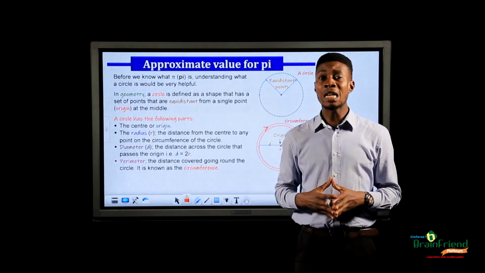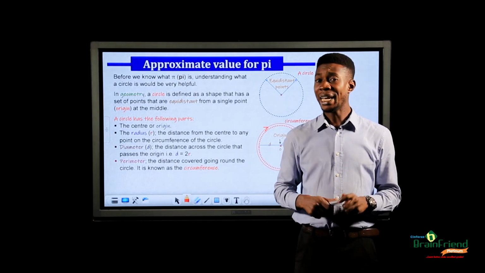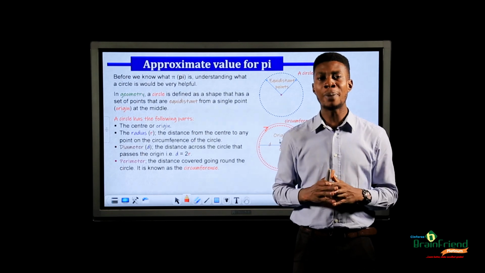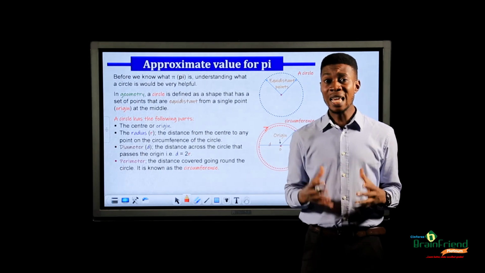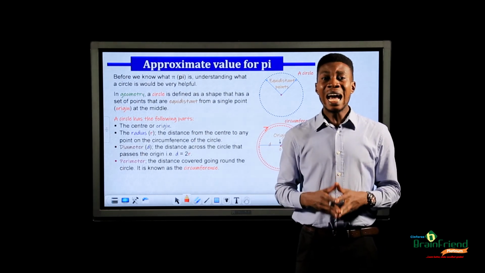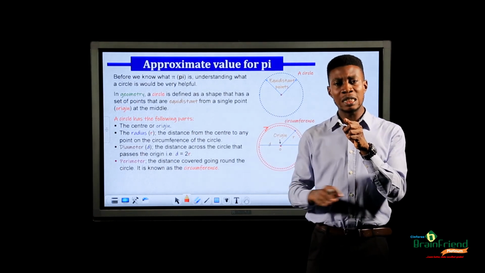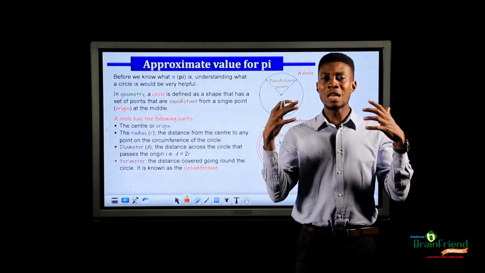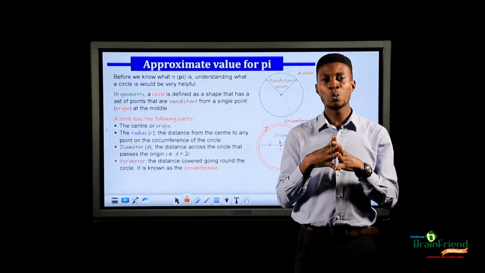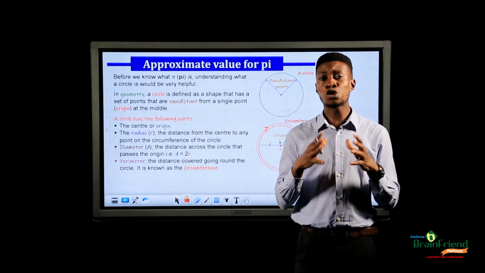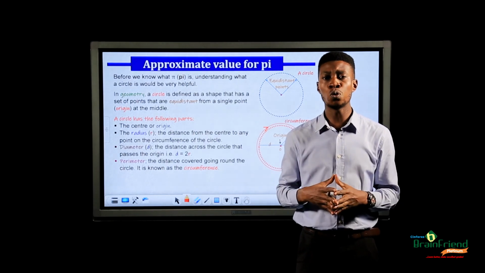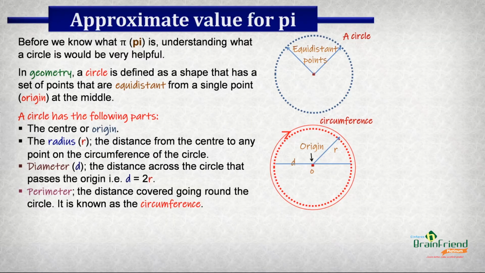Before we find out the approximate value of pi, it is helpful for us to know about a circle. A circle is a shape that has a point at the middle, having set of points around it that are equidistant to that point in the middle. In geometry, there are so many properties about a circle that we need to also find out. Let's see some of these properties.